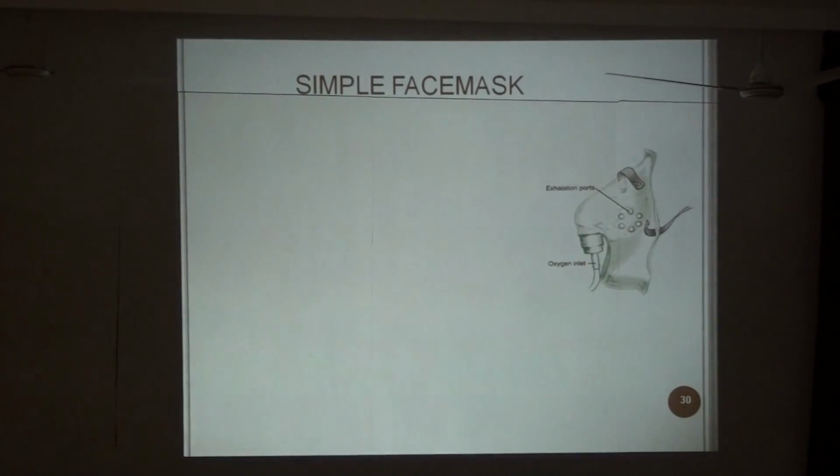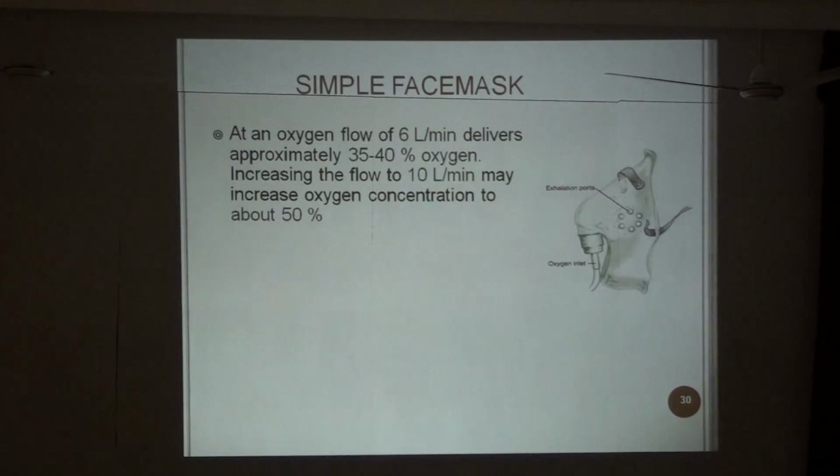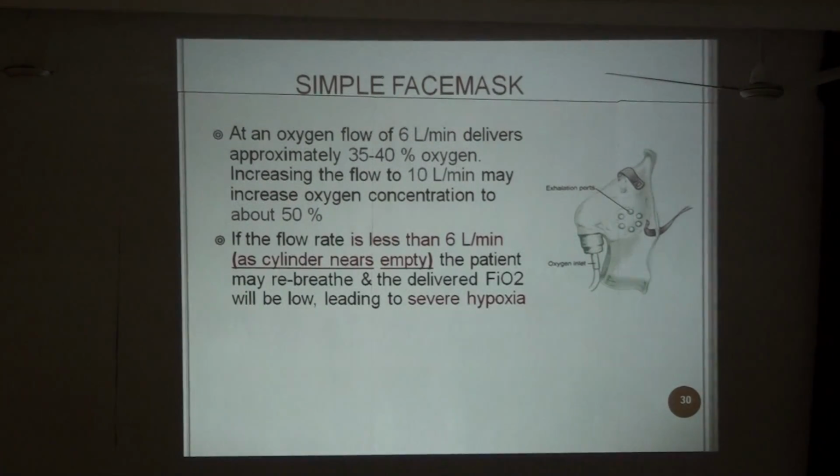Simple face mask. Earlier this used to be the main face mask available to all of us. Of course, after that many other modifications have come. At an oxygen flow of 6 liters, it gives 35 to 40% of oxygen. That means an FiO2 of 0.4 is achievable. Increasing the flow to 10 liters may increase the oxygen concentration to about 0.5. But that is a little debatable, because there are many exhalation ports you can see here. If you increase the flow, most of the flow will go out through the exhalation ports. So increasing the flow in a simple face mask is not advisable.